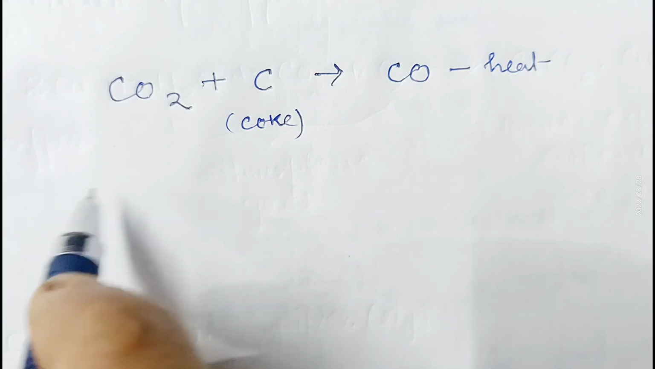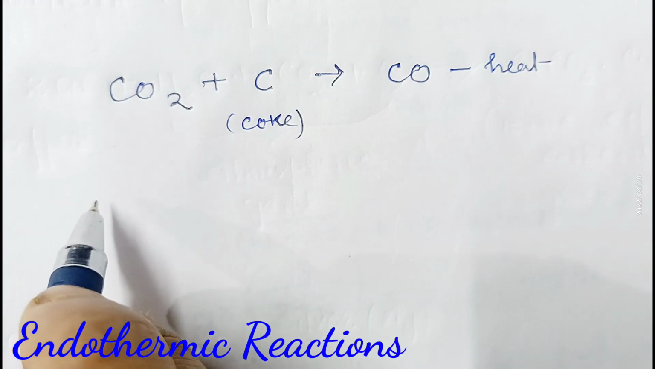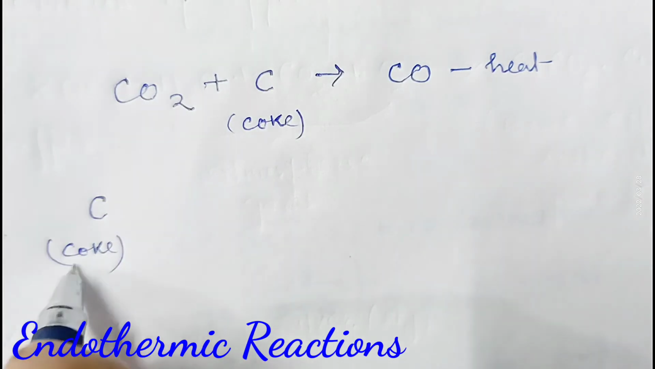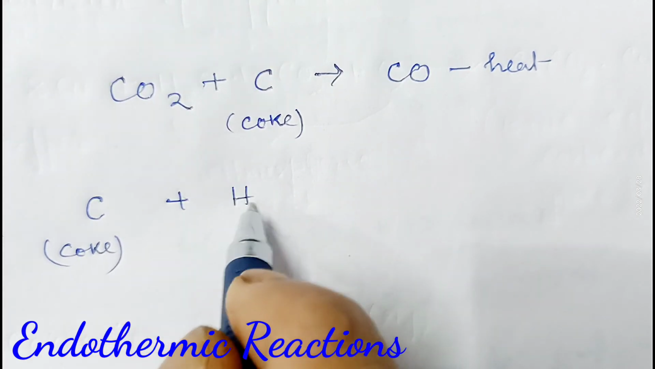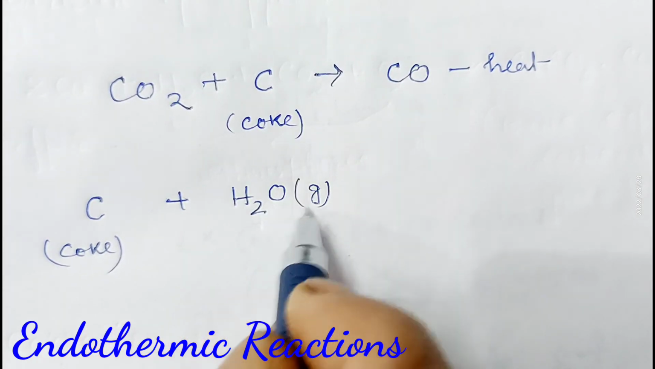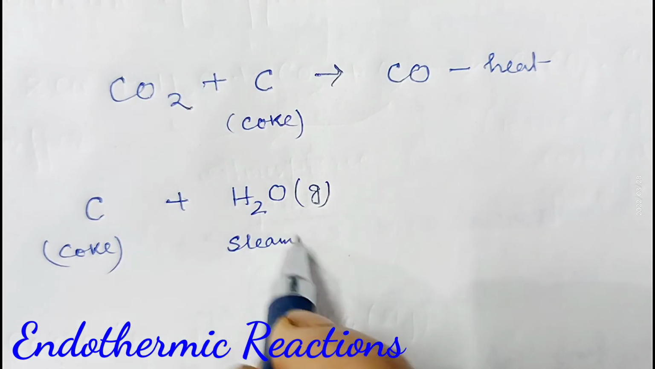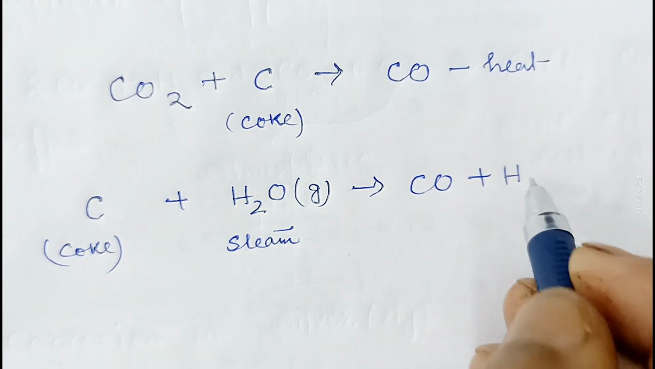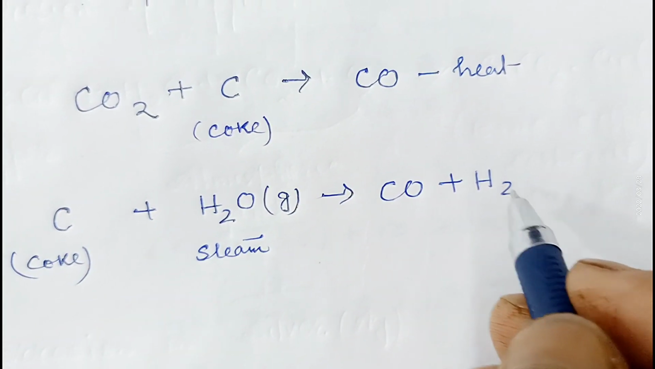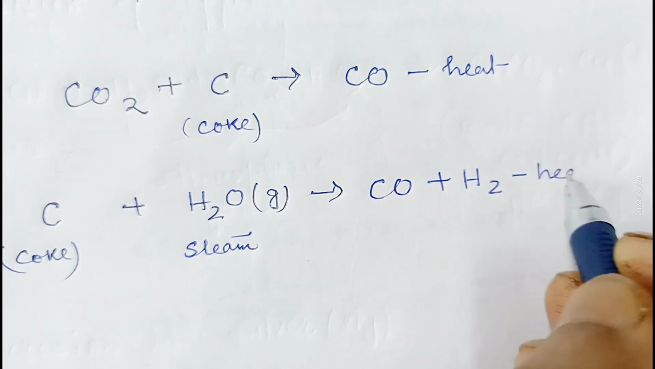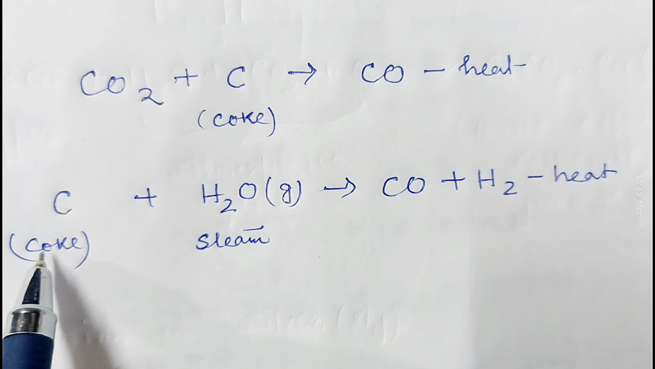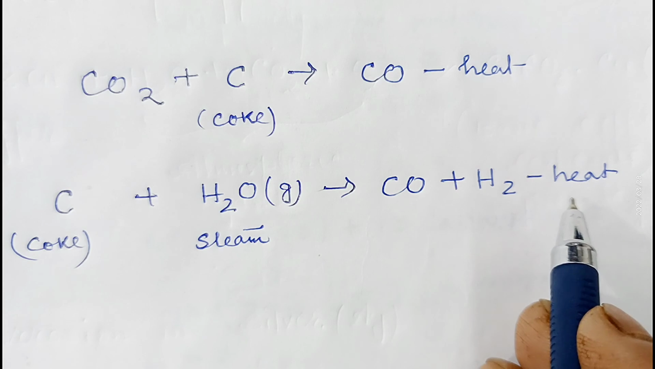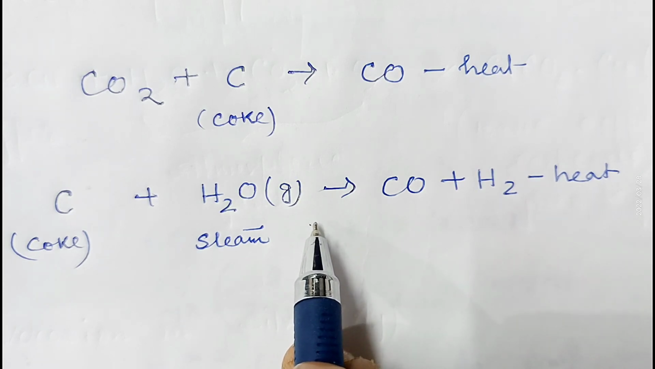We can consider another example. Suppose when steam reacts with red hot coke, coke we write carbon C, steam is H2O, it will be in the gaseous state. So when coke reacts with steam, then it forms a mixture of carbon monoxide and hydrogen, and during the process also it absorbs some amount of heat energy, we can write minus heat. Okay, so when coke is passed over steam, then it forms carbon monoxide and hydrogen with the absorption of heat energy. So this is also an example of endothermic reaction.